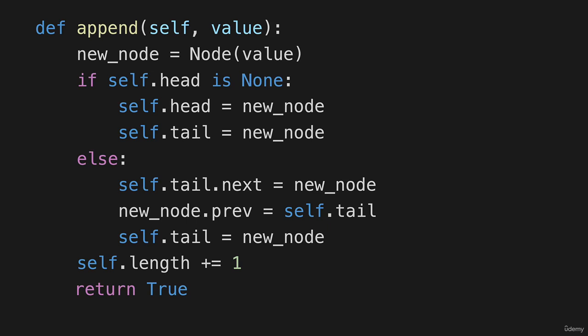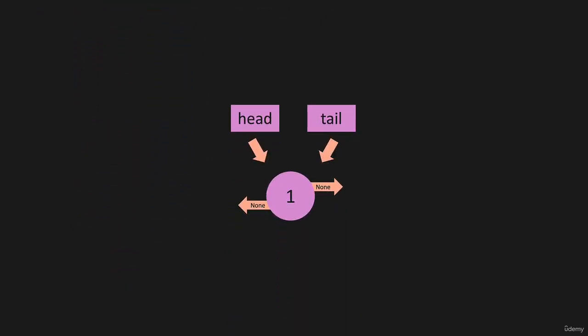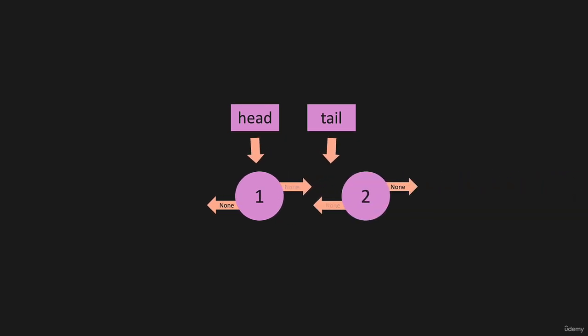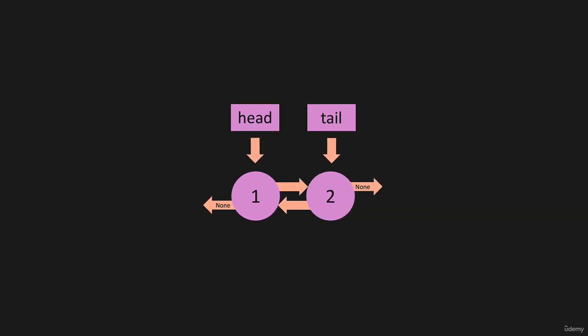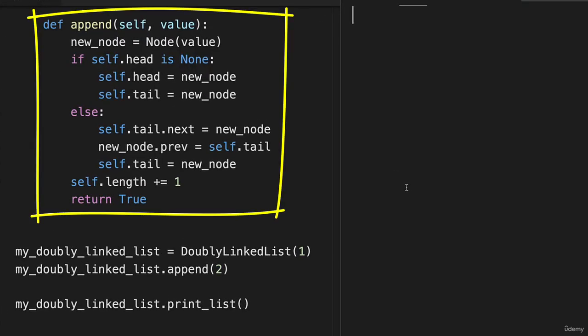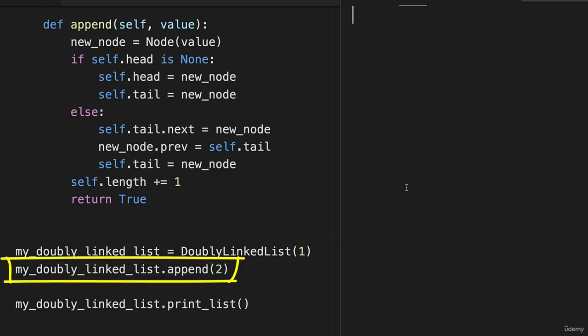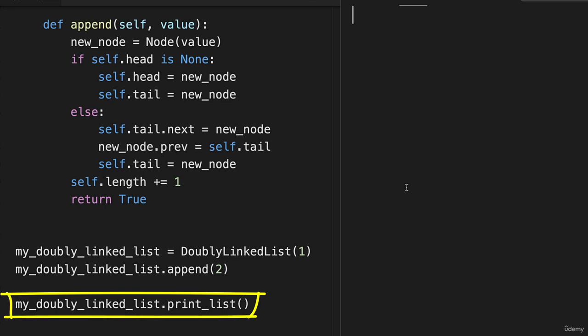And we'll look at this in a moment in VS Code. And when we do, we're going to initialize the linked list with a node with the value of 1, and we will append another node, so the linked list will contain 1 and 2. So now let's flip over to VS Code. So there is our append method there, and this is where we initialize the linked list with a 1 and append a 2, and then down here we'll print out our doubly linked list.